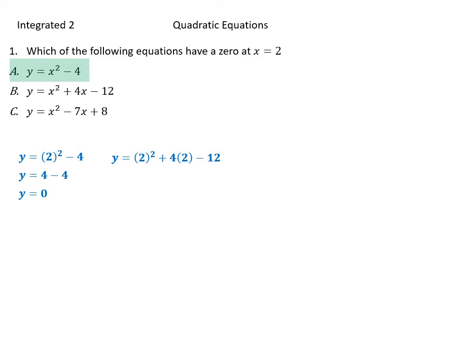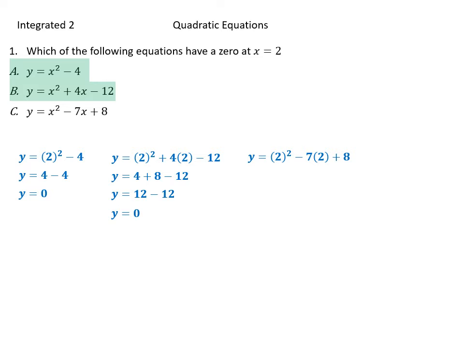B, plug in 2 for the x's, so 2 squared plus 4 times 2 minus 12. 2 squared is 4, 4 times 2 is 8, 4 plus 8 is 12, 12 minus 12 is 0. That also works. Now for the third one, replace the x's with 2's.